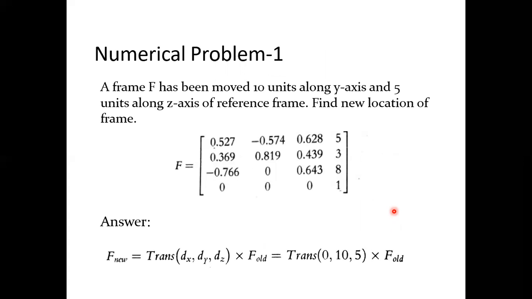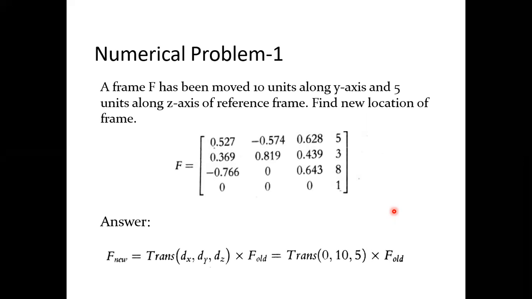This is one example of pure translation. A frame F has been moved 10 units along the y-axis and 5 units along the z-axis of the frame. Find the new location of the frame. This type of sum will be shown in the unit exams. They give an example value, that is F, a matrix of values they give.